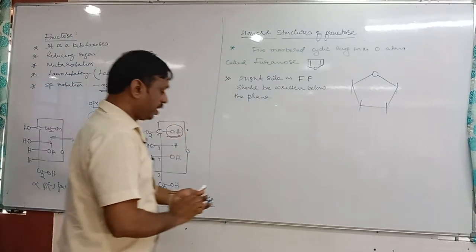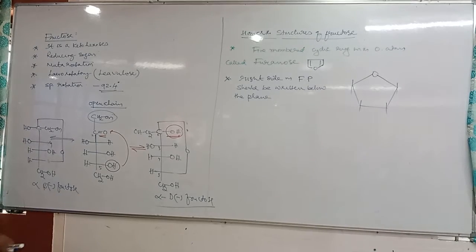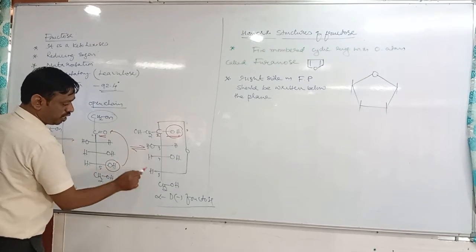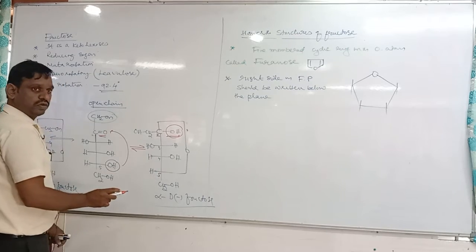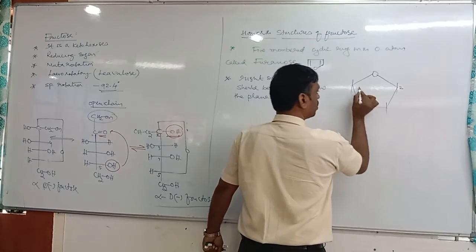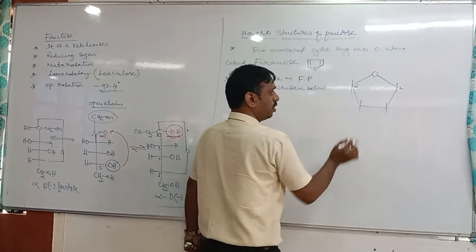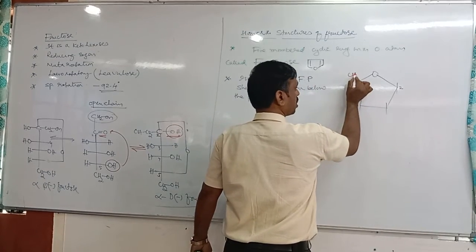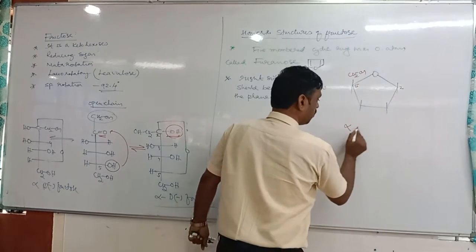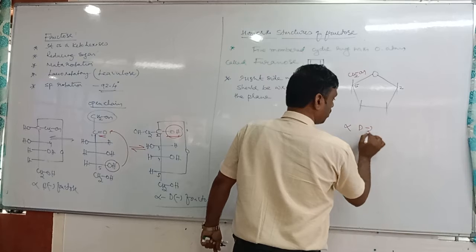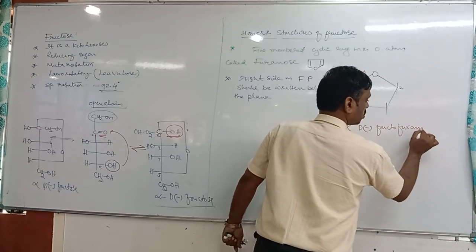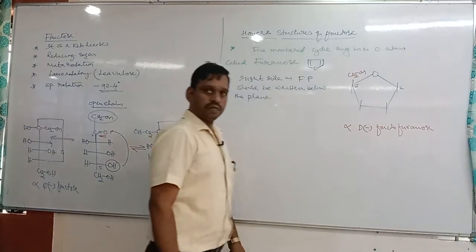Now let us see the groups. Can you tell me, in case of fructose, between which carbons the oxygen atom is present? It is C2 and C5. Therefore, the oxygen atom is present between the C2 carbon and the C5 carbon. Then what about the sixth carbon? The sixth carbon is CH2OH. Now, I want to write alpha-D-fructofuranose, a five-membered ring.